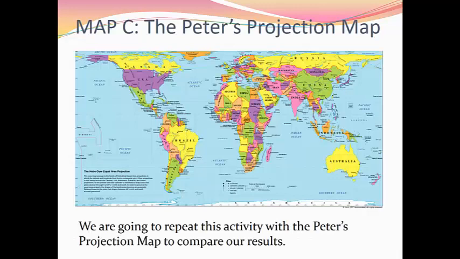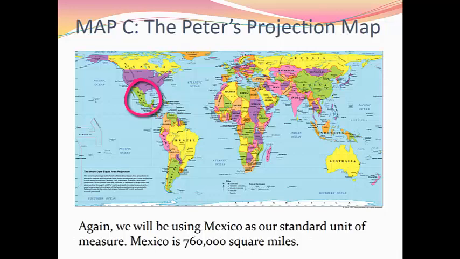Now here is map C, which is called the Peters projection map. And so notice it looks quite different than that Mercator map. And what we're going to do is repeat this activity with the Peters projection map to compare our results. So again, we're going to be using Mexico as our standard unit of measure. There's Mexico on the Peters projection map. Mexico is still in real life about 760,000 square miles.